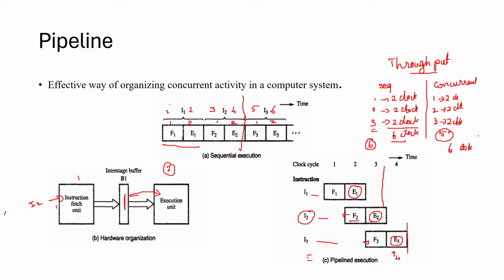That is the difference. So by using concurrent activity, it does not reduce the time taken to execute each instruction, but it increases the overall throughput. The number of instructions executed per unit time has been increased. Okay, that is pipeline.